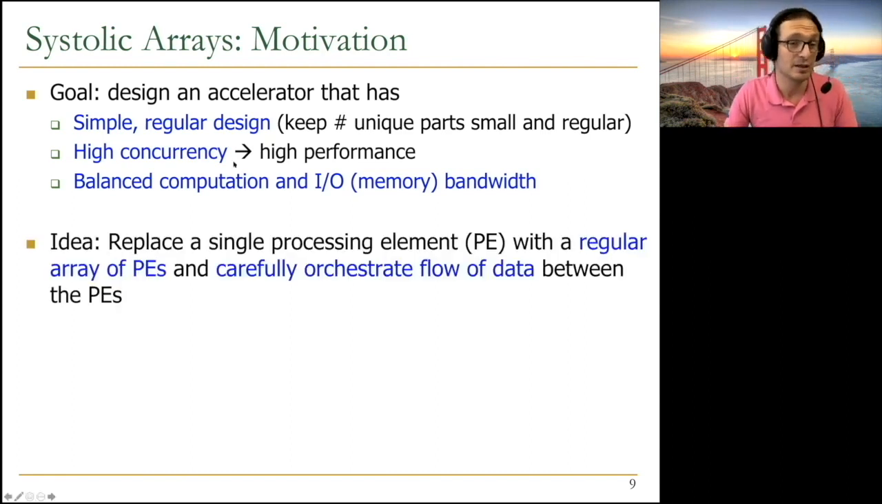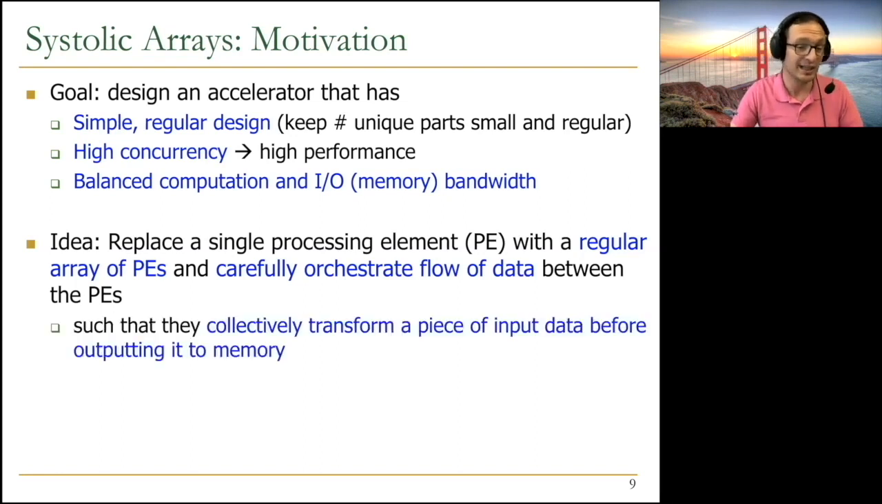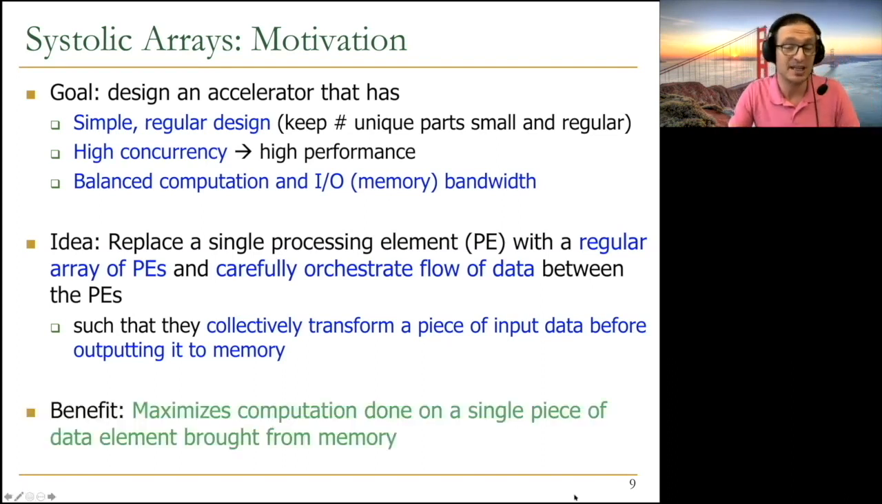And the idea is to achieve all of these three goals. The idea is to replace a single processing element with a regular array, vector or array of processing elements, and carefully orchestrate the flow of data to this array and between the processing elements in the array. We will see what this means more clearly, such that these processing elements collectively transform a piece of input data before outputting it to memory. You want to maximize the operations you do on the data before you have to write it back. And this maximizes the computation done on a single piece of data element brought from memory. That's the one big benefit of a systolic array architecture.